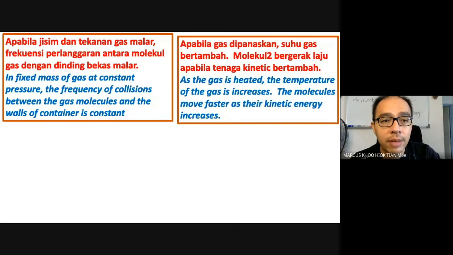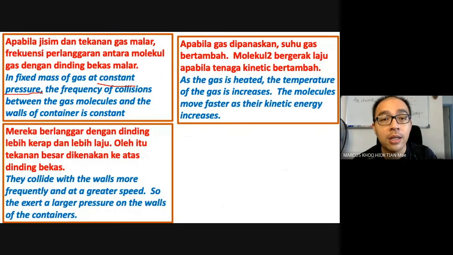So in a fixed mass of gas at constant pressure, constant pressure is Charles' law. The frequency of collisions between the gas molecules and the walls of the container is constant. But when you heat up the gas, the temperature of the gas increases. So when the temperature of the gas increases, the kinetic energy of the molecules will increase. They'll move a lot faster. And since they are moving a lot faster, they will collide with the walls more frequently and at a greater speed.